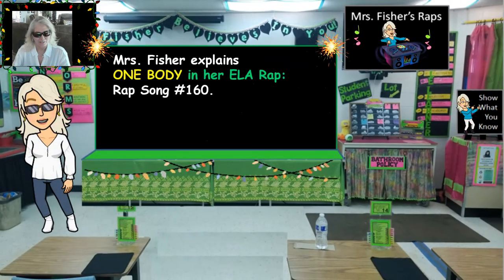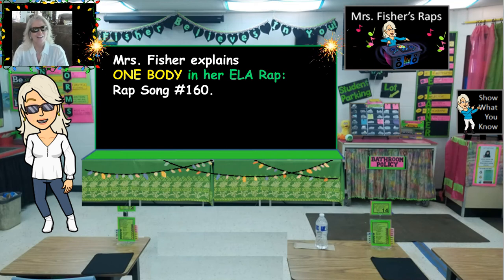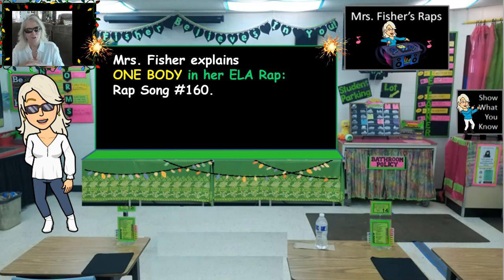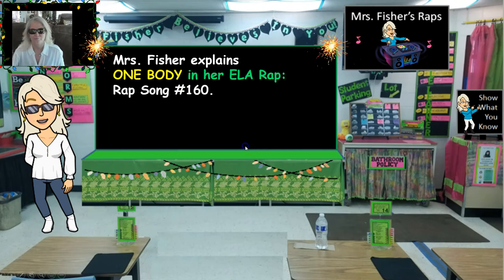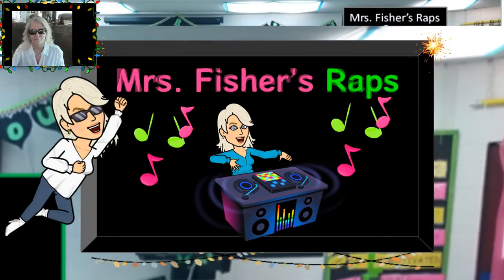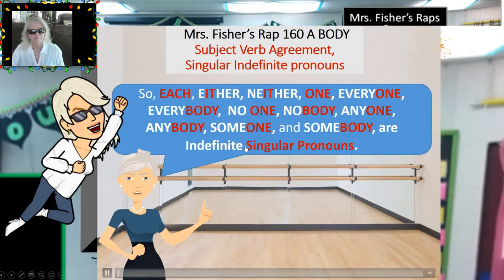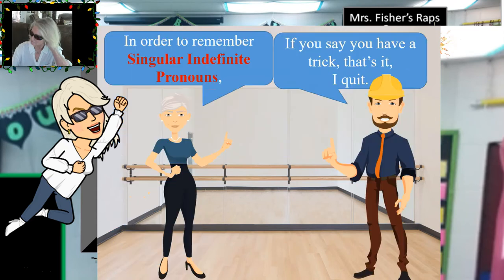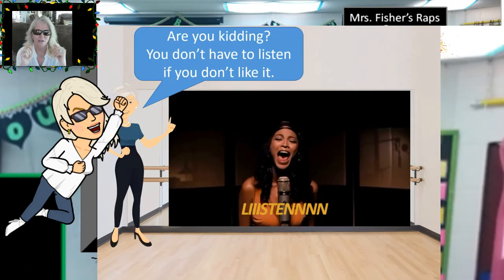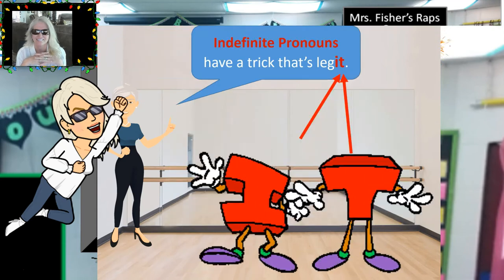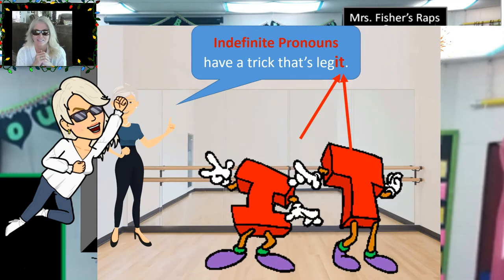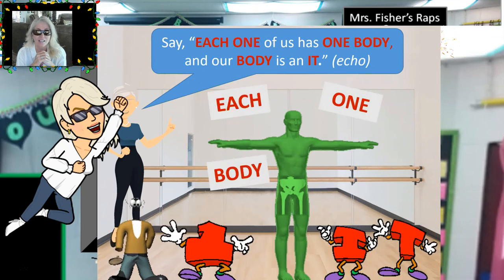So here is a little rap that's going to help you to remember which words are going to be identifying singular indefinite pronouns. Here we go. Subject verb agreement, singular indefinite pronouns. In order to remember singular indefinite pronouns, if you say you have a trip, that's it, I quit. Are you kidding? You don't have to listen. If you don't like it, indefinite pronouns have a trick. And that's legit. Say each one of us has one body.